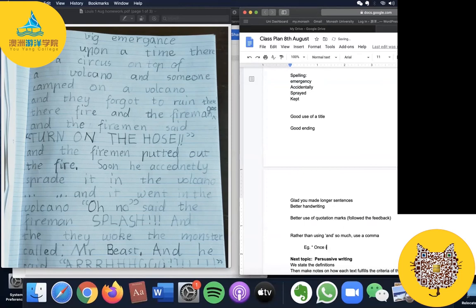Okay. Once upon a time, on top of a volcano, where someone was camping. See, I'm not using the word and here. Once upon a time, there was a circus on top of a volcano where someone was camping. Where someone was camping. Okay. You can say and.